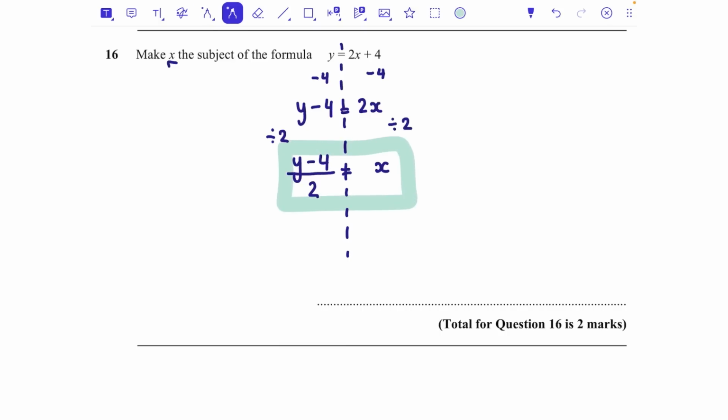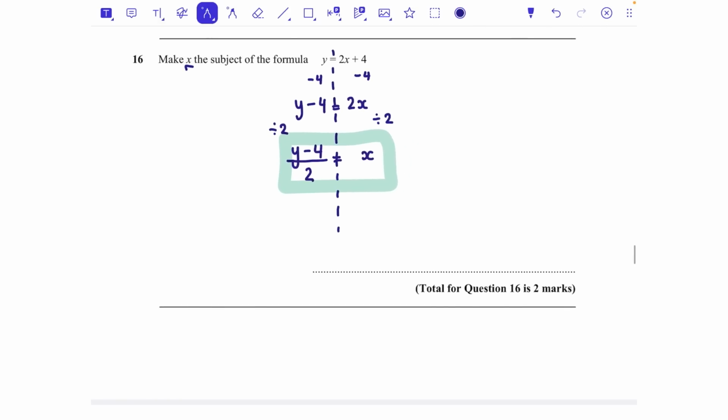I do just like to flip it round for the answer line though. So x equals y minus 4 all divided by 2. But you wouldn't lose marks if you didn't. If you left it like that, that's absolutely fine as well.